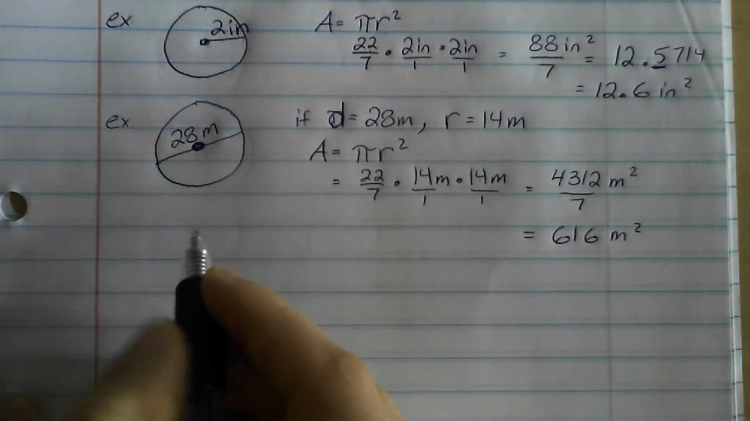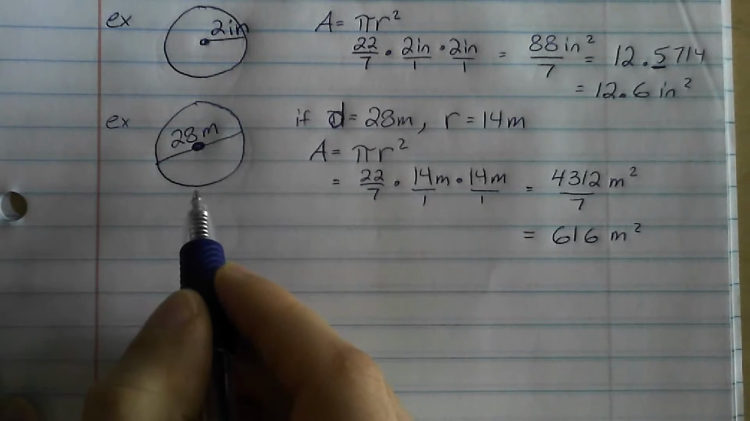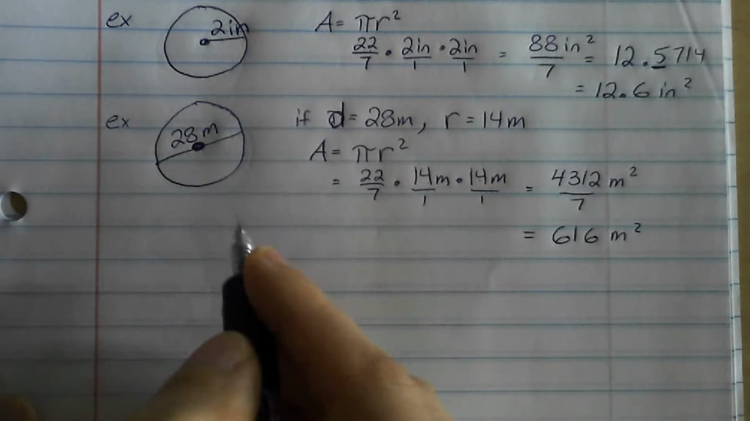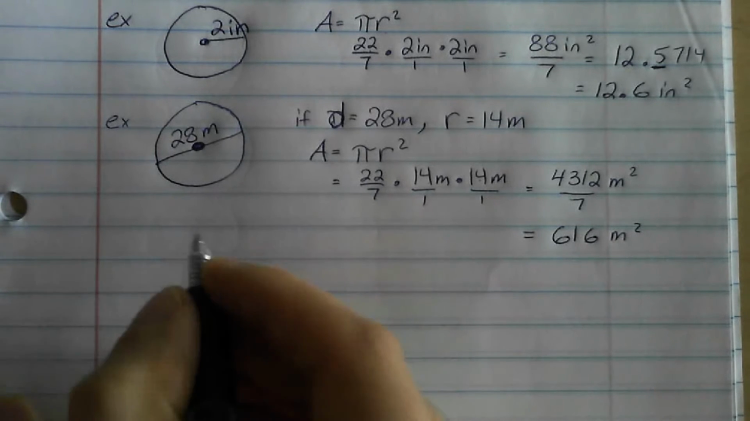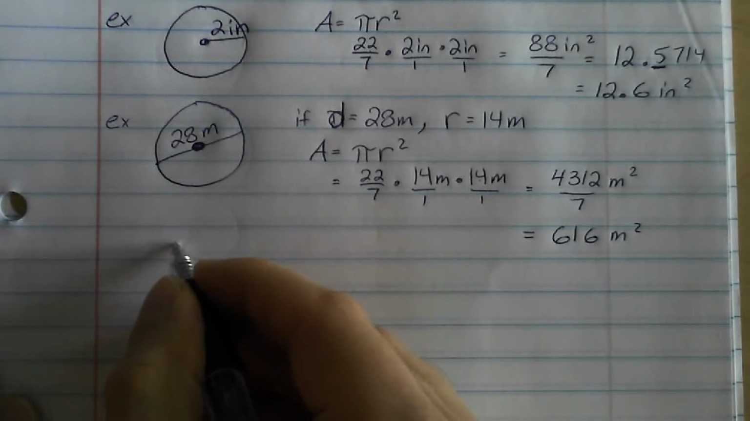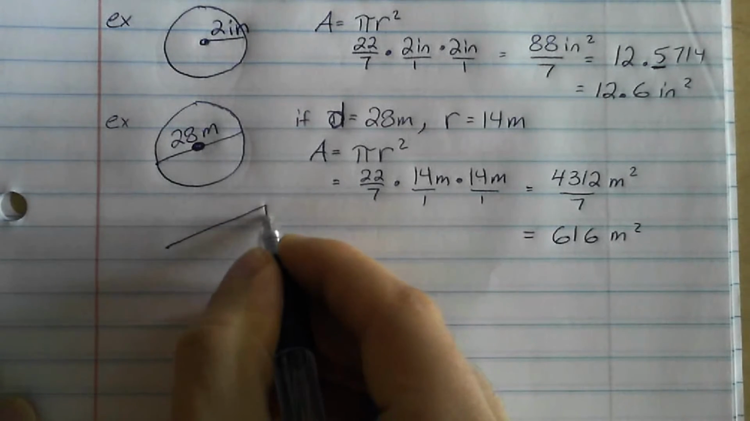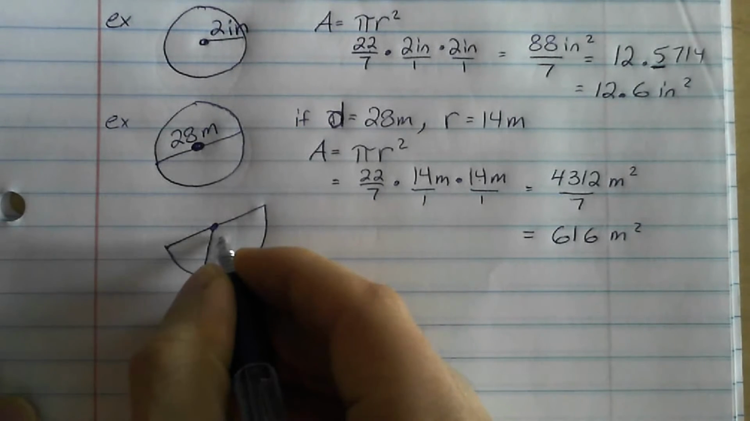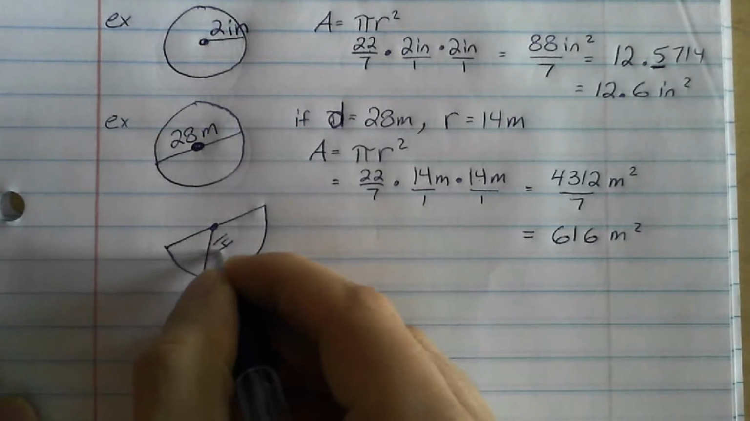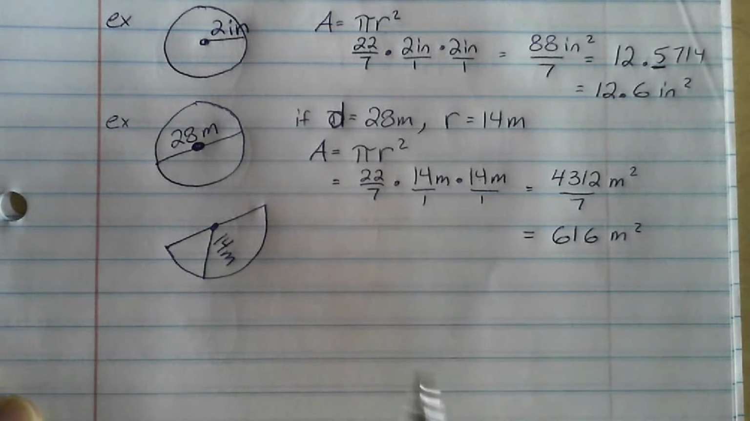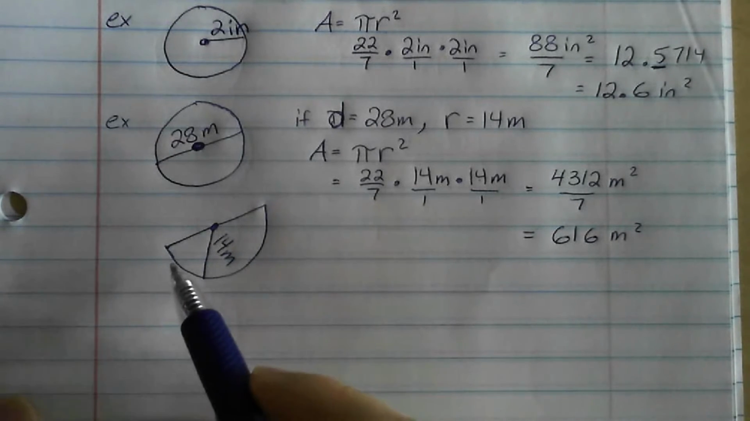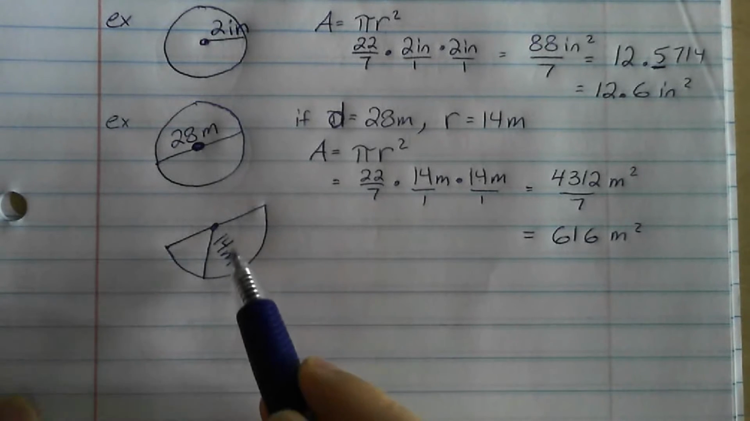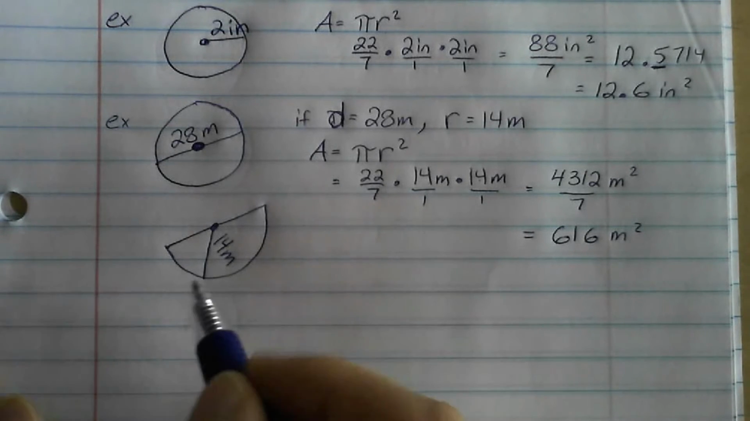Now, one other thing that you have to take a look at is sometimes you're going to be asked to find the area of a semicircle. A semicircle is half of a circle. So, for example, let's say we had a semicircle, and let's say the radius was 14 meters. Well, in order to solve this, what we're going to do is we're going to find the area as if it were an entire circle and then just take half of this.